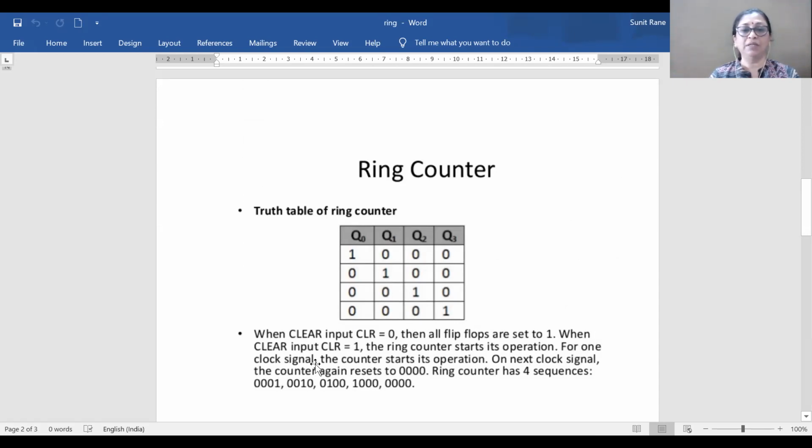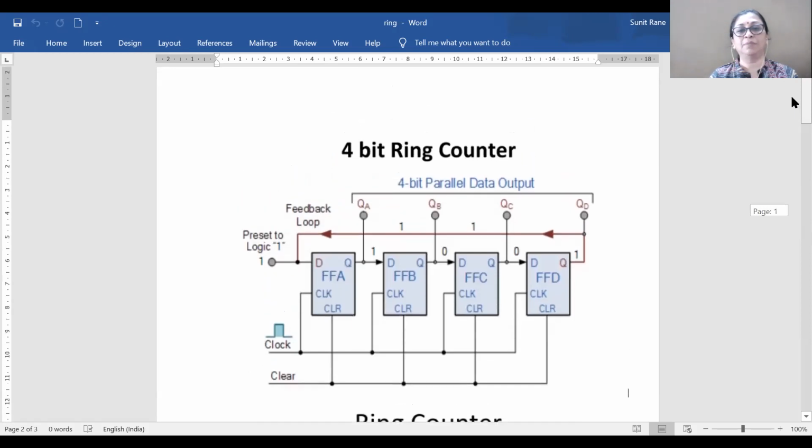Okay, for the first clock signal, the counter will start its operation, and on the next clock signal, the counter again resets to 00, and the ring counter has 4 sequences: 0001, 0010, 0100, 1000, and again back. Okay, so these things are done here. I will show you how this happens.